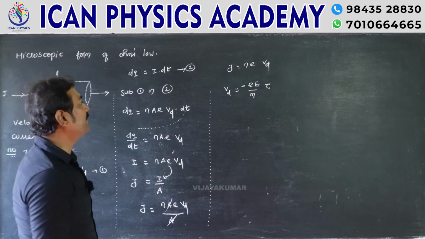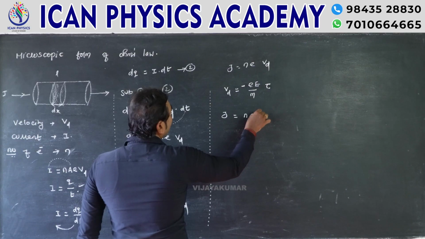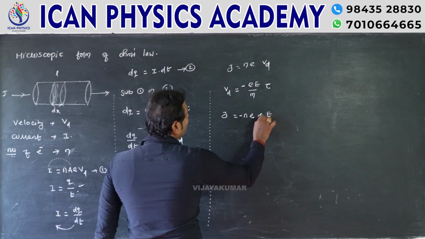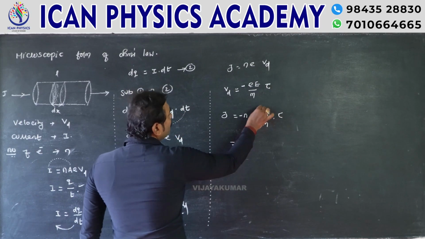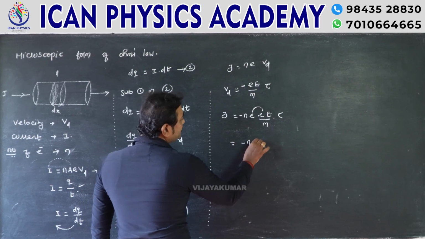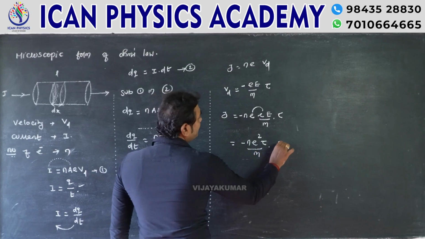Now substitute the value. So J equal to NE into drift velocity, which is minus E by M into tau. Now E into E becomes E squared. So minus NE squared tau by M into E.